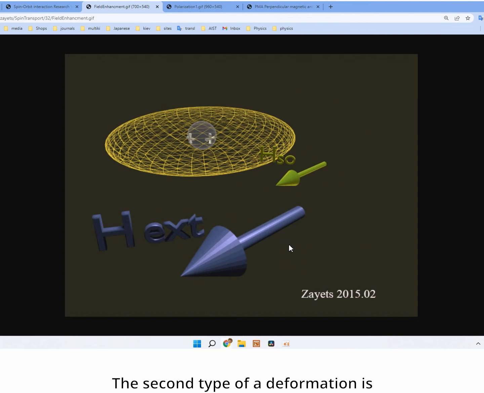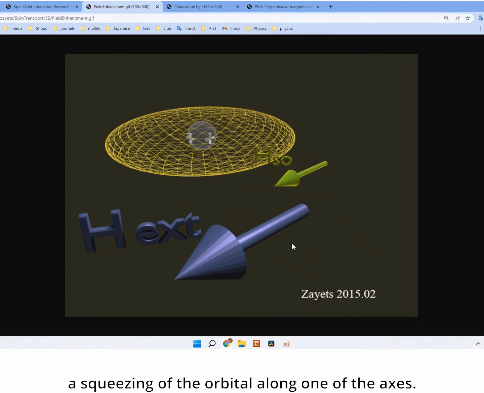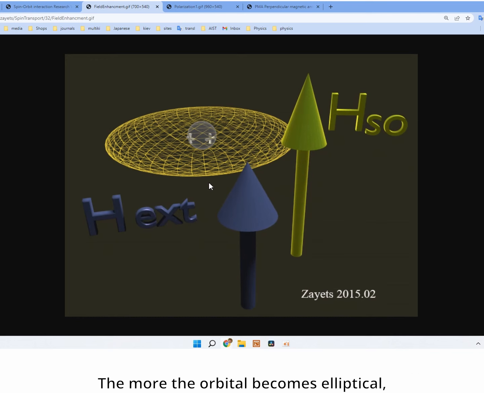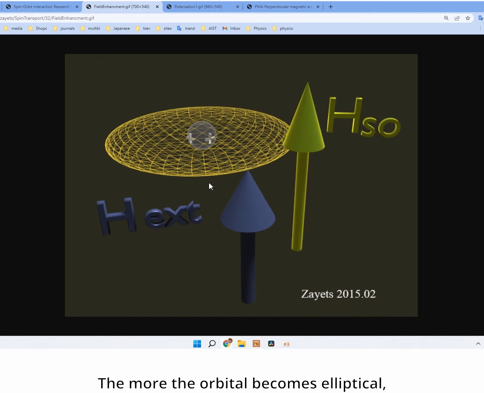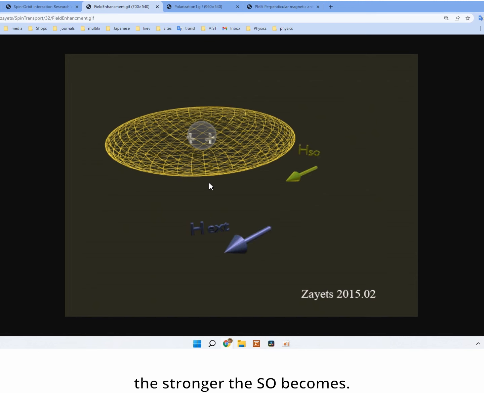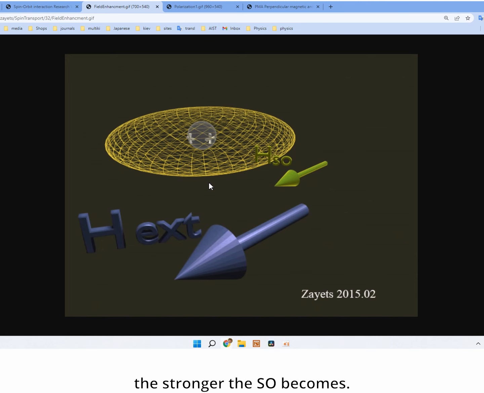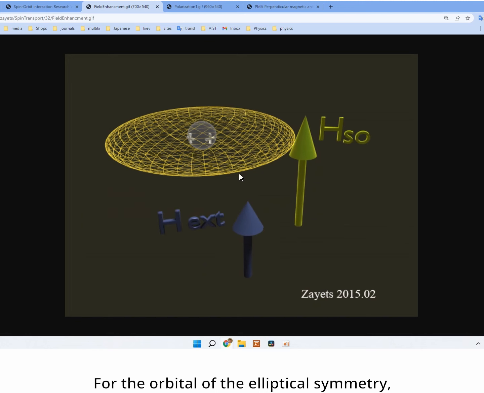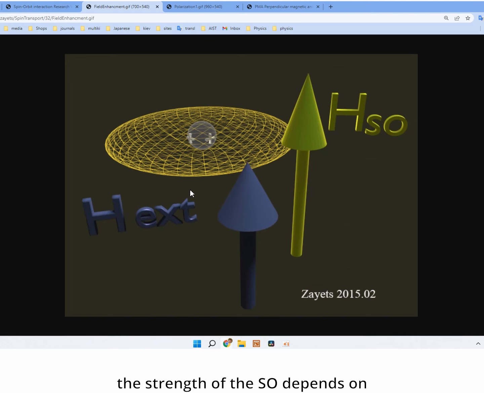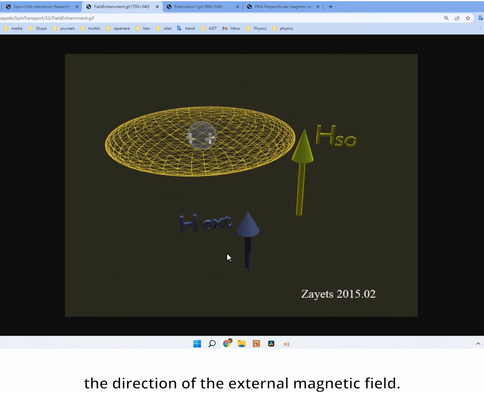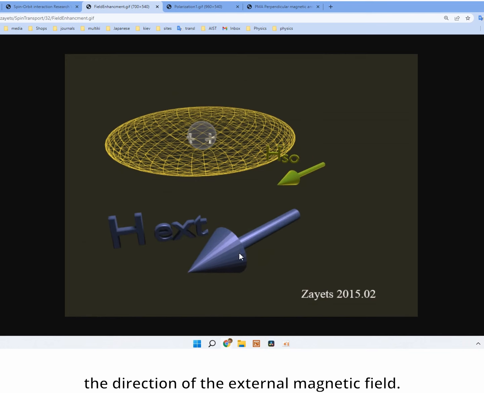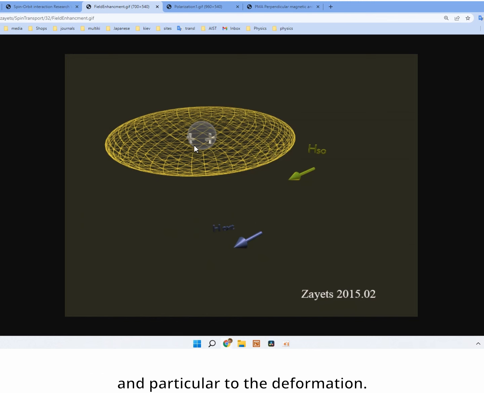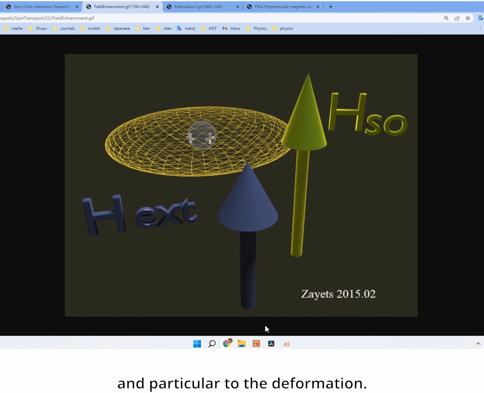The second type of deformation is a squeezing of the orbital along one of the axes. The more the orbital becomes elliptical, the stronger the spin-orbit interaction becomes. For an orbital of elliptical symmetry, the strength of spin-orbit interaction depends on the direction of the external magnetic field. The strength is different for the direction along and perpendicular to the deformation.